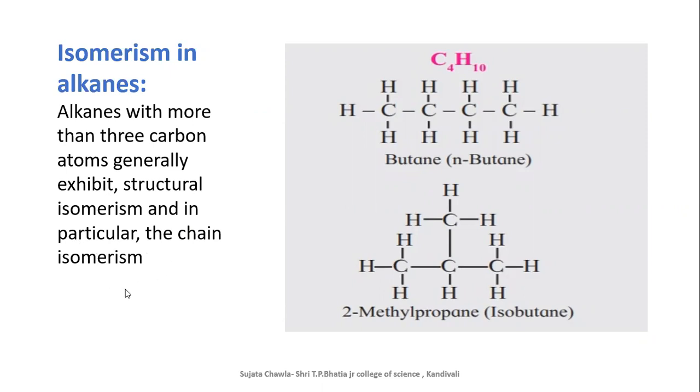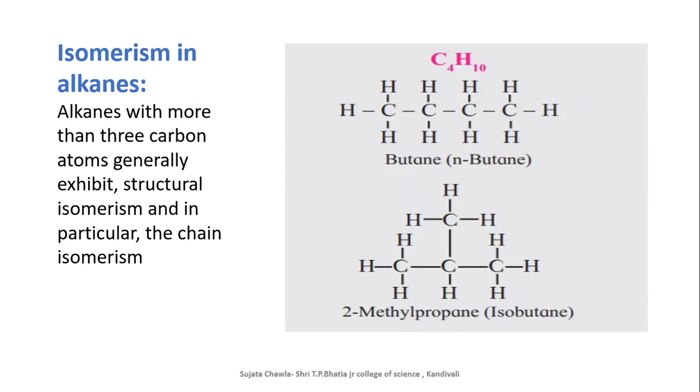So in organic chemistry, we come across some compounds which have the same number of atoms, but they have different physical and chemical properties, and they are called isomers. So butane and 2-methyl propane, that is n-butane, this is the chain arrangement of carbon atoms, whereas this is the branch arrangement. So n-butane and isobutane are isomers of each other, and the phenomenon is known as isomerism.